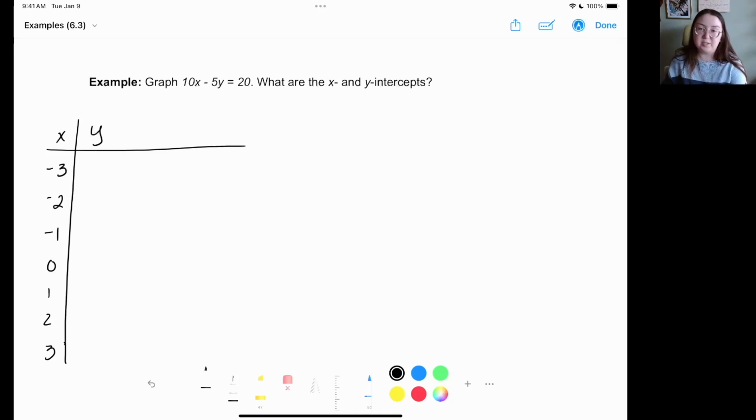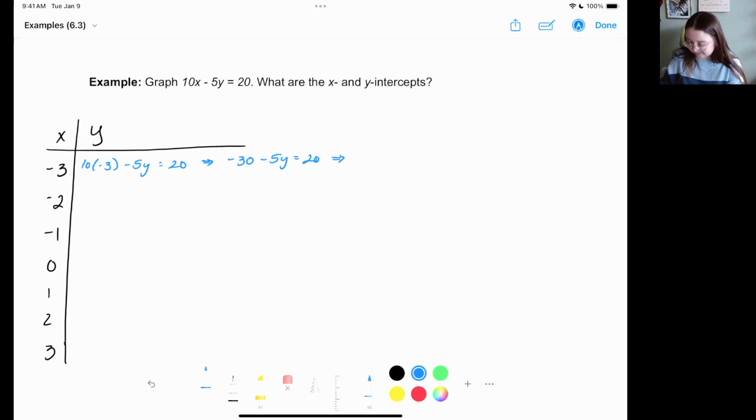So now what we're going to do is plug in our value of x into y to figure out what our y value is going to be. So we're going to plug x into our equation and then solve it for y. That means we'll have 10 times -3 minus 5y is equal to 20. So we're going to solve this. We'll put some arrows every time we have a step here. So 10 times -3 is -30 minus 5y is equal to 20.